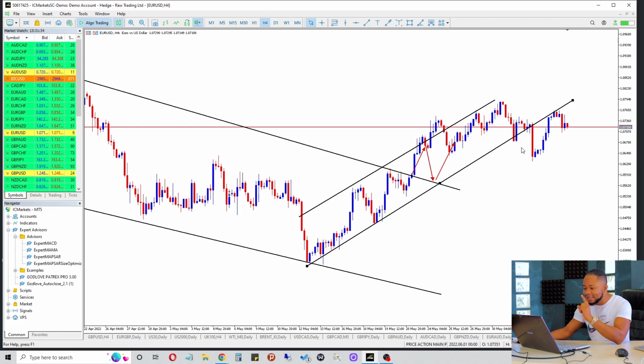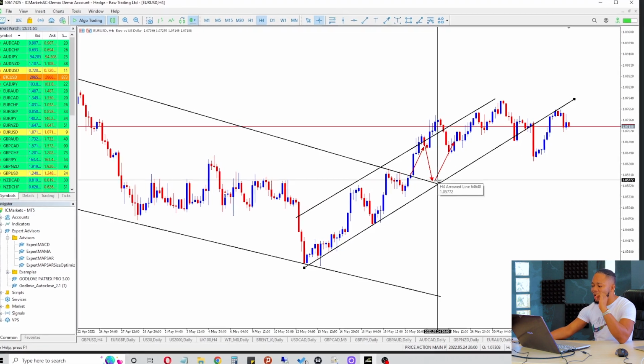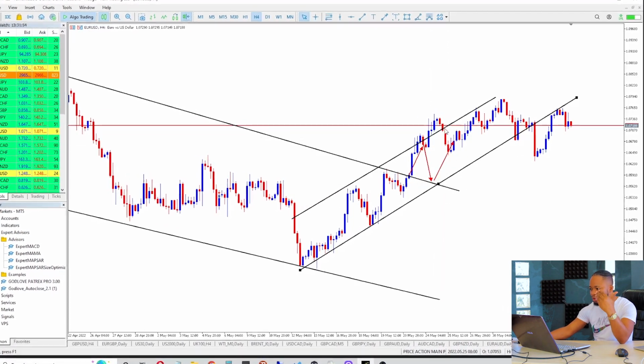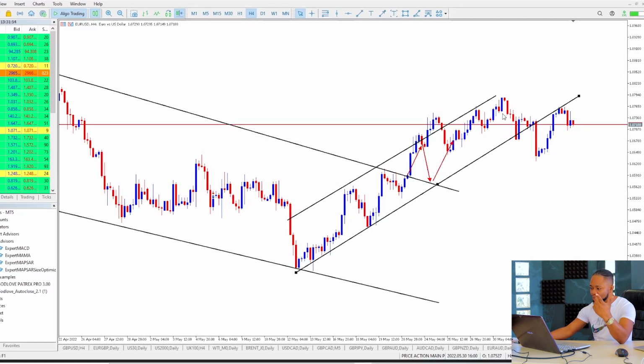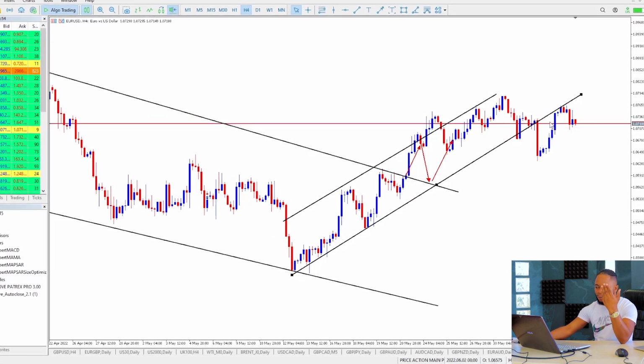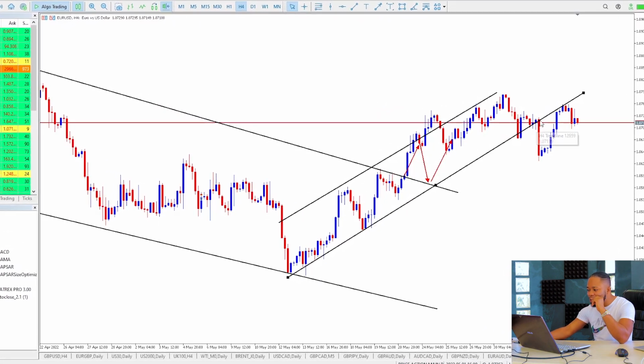So I remember this trade on Euro USD. And remember, the purpose of this video is to show you what we call sniper entries and how you can spot them. Just look at this trade. I was looking for buy opportunities, and by Wednesday, this particular support was broken.